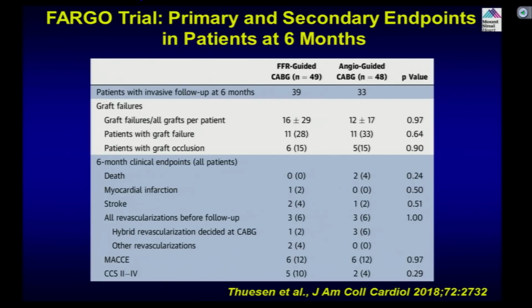As you can see, overall graft failure was equal in two groups, 28 versus 33%, and you can see 16 grafts failed in the FFR group and 12 grafts failed in the angio group. So these were about 50 patients, and MACE, death, MI, stroke or MACCE was no different between two groups. So clearly it showed at 6 months FFR guided versus angiography guided was no different. So clearly kind of contradictory results to our Denmark group, which earlier showed that FFR in a non-randomized way was beneficial compared to the angiography guided.